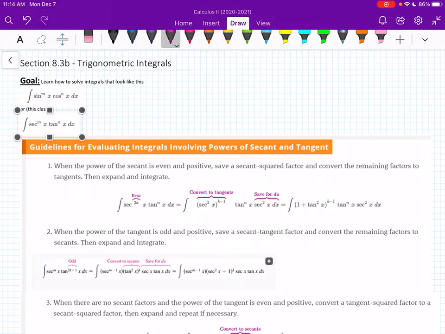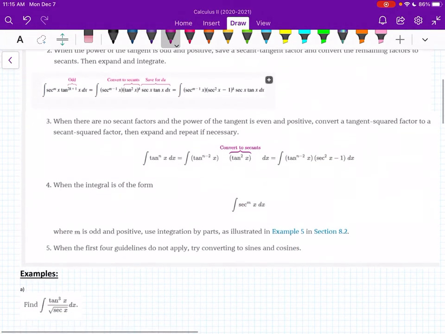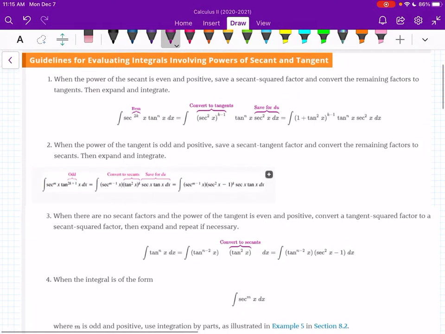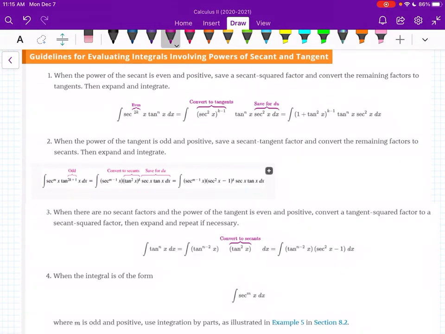The first thing we're going to talk about is some guidelines for evaluating integrals with powers of secant and tangent. There are 5 of them. We're going to go through an example for each of them, so today's video might be a little longer than normal.